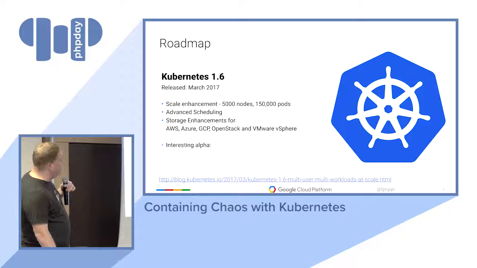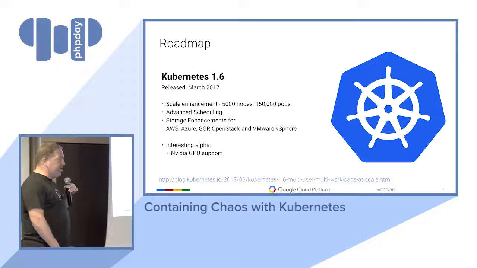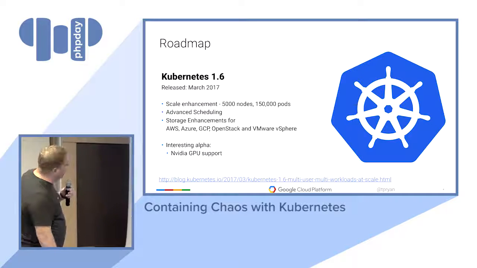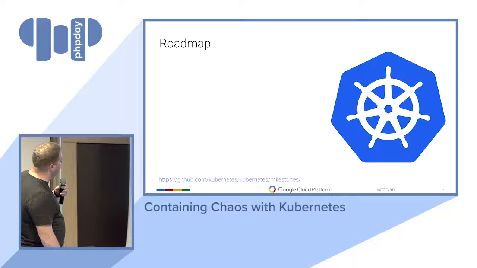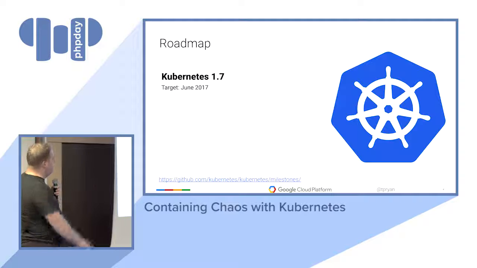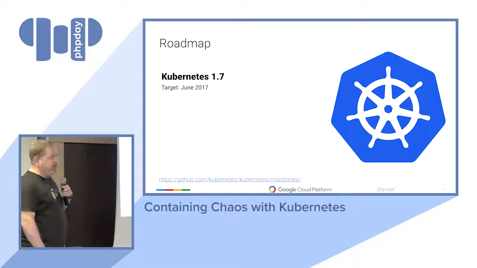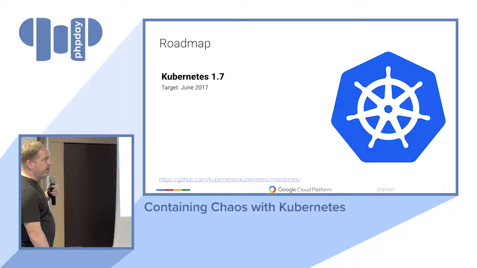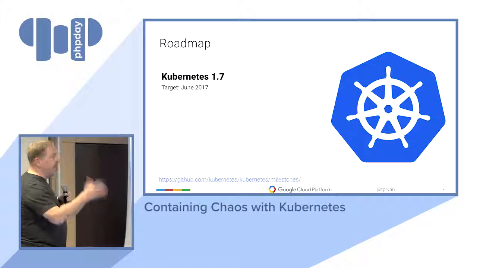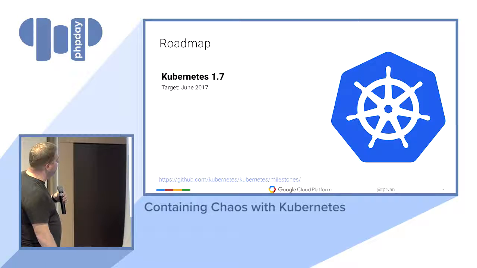One of the cool alphas that we added to this was GPU support, so running GPU processes on Kubernetes clusters right from the pods. Good stuff. 1.7, I really don't know what's happened with 1.7, just because I've stopped guessing what we're going to do. June 2017 is when it's coming out, so like a month. We release every 3 months, so expect it in June.